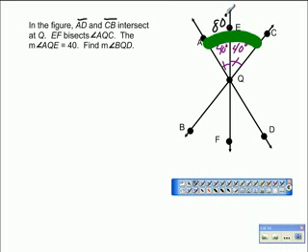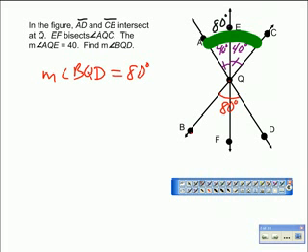Find the measure of angle BQD. So this entire part right here. How'd you get 80? Yes, you're correct. And these are vertical angles, right? So the measure of angle BQD equals 80 degrees because it's vertical to AQC, which we figured out was 80 degrees also.